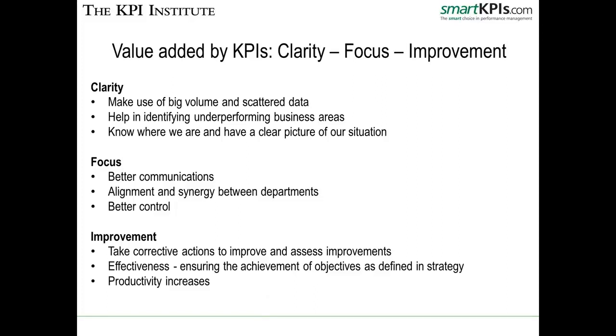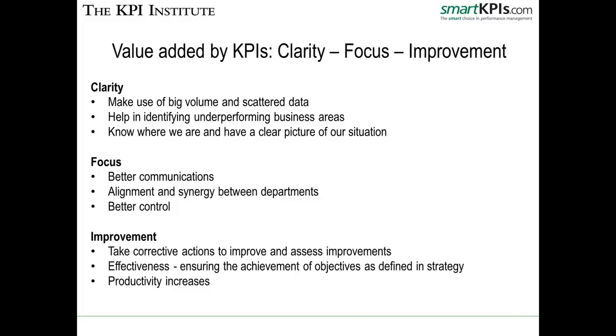What we have on this slide, there are several statements that express what these keywords are all about in relation to the value added by KPIs. So clarity is all about getting the big picture, processing the data, making sense of this data. And KPIs help us in identifying which bits of the data are the most relevant for decision making and for illustrating the progress we are making in achieving our strategic plans. KPIs are also useful in identifying underperforming business areas, and also they help us with getting a clear picture of our situation.